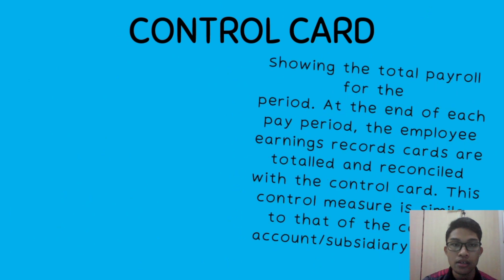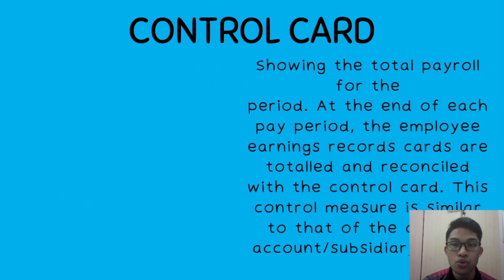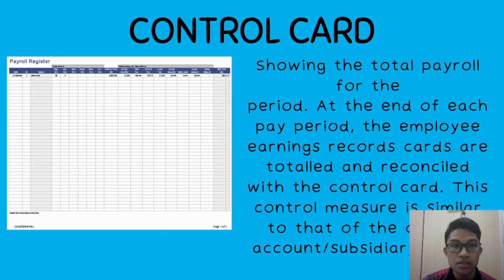It's a control card. A control card document is to show the total payroll for the period. At the end of each pay period, the employee earnings record cards are totaled and reconciled with the control card. This control measure is similar to that of the control account or subsidiary ledger. This is an example of a control card. There are a lot of templates for a control card, but this is one of them.